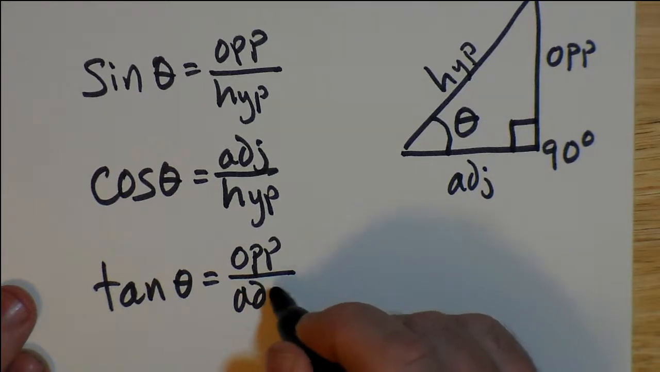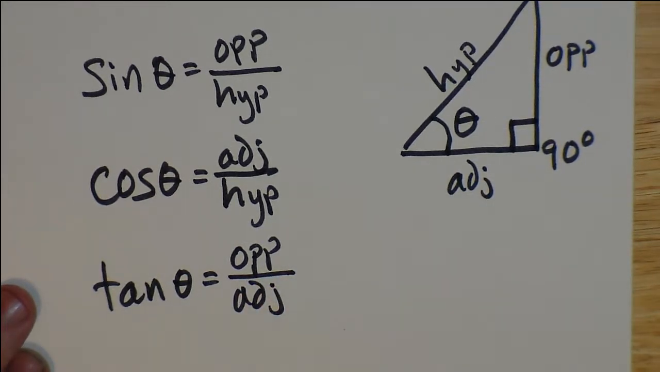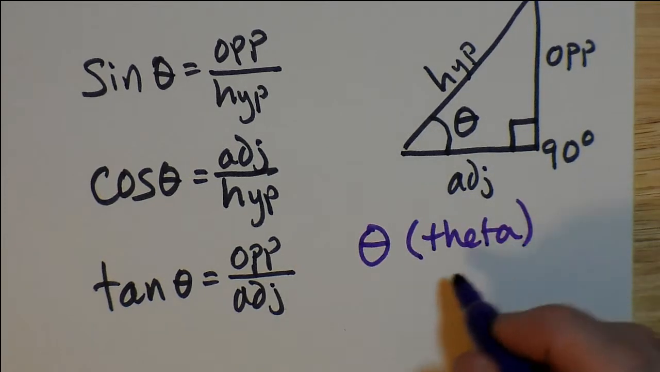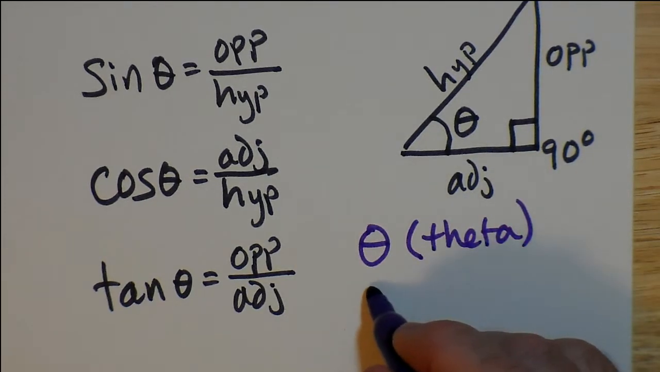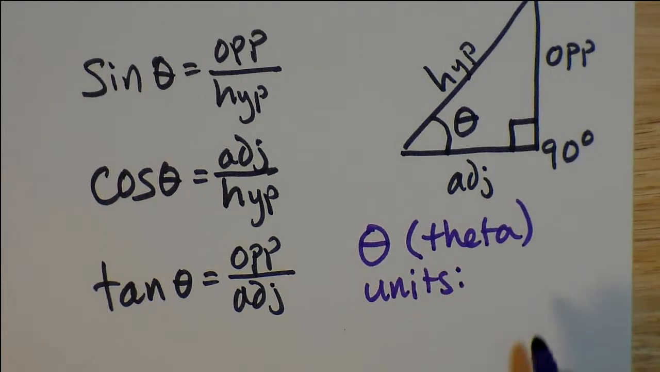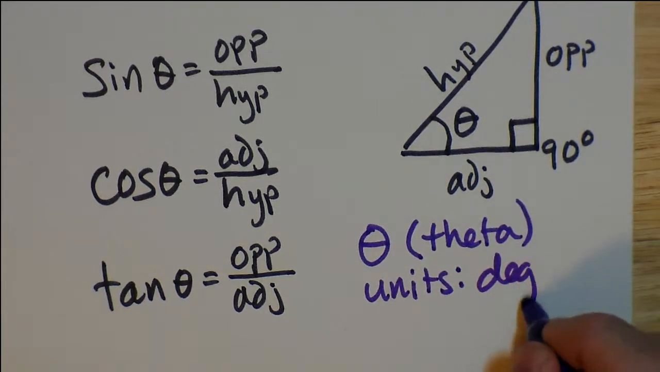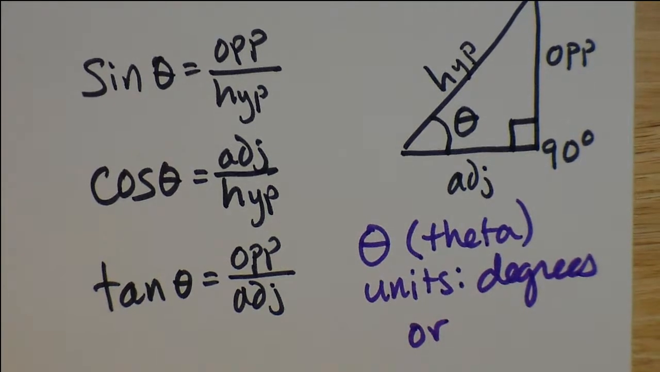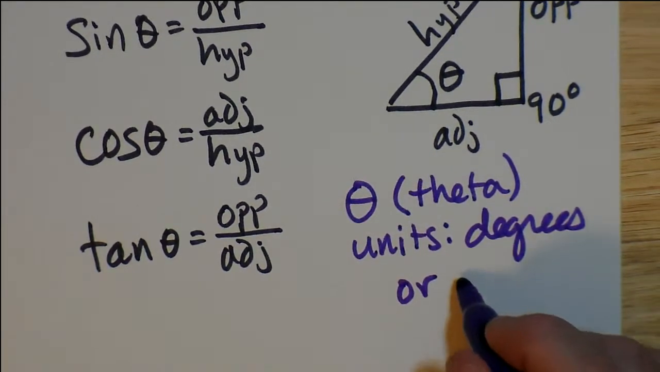And this is good for any right angle triangle, but of course it's good for all angles on the unit circle. Theta, that circle with a line through the middle, is called theta. That's the angle. That stands for the angle we use to measure an angle with. The units are either in degrees or in radians.